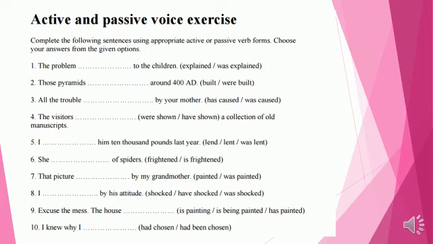Okay? Number 2. Those pyramids around 480. The pyramids here is not the subject, of course, it's the object. So we have to get verb to be plus past participle. Built or were built? Yes, were built. Okay, so please take your time, try to choose the right answer and send me your answer, or you can write your answer in your comments below the video.